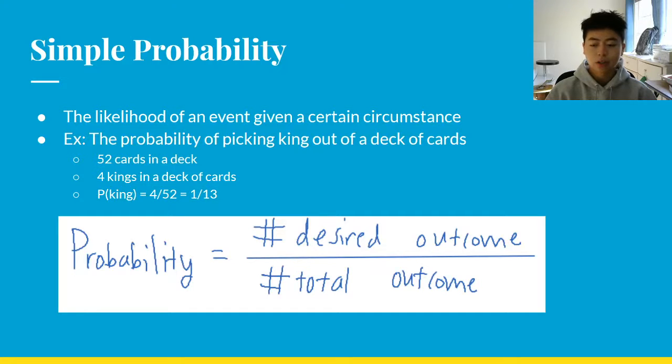Say you're given this question, you want to look at all the variables that come into play. The total number of cards is 52 in the deck, and there are 4 kings in total. Going back to the probability equation, probability equals the number of desired outcomes over the total number of possible outcomes. Our desired outcome is 4, as we're trying to find the probability of picking a king, and the total outcome is 52. So the fraction is 4 over 52, which simplifies to 1 over 13.